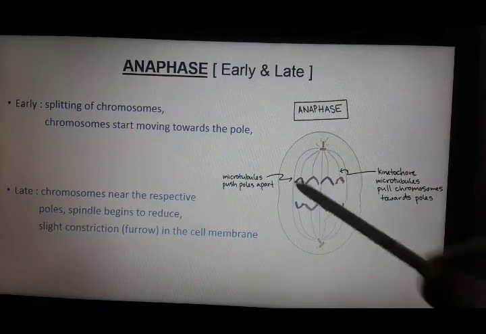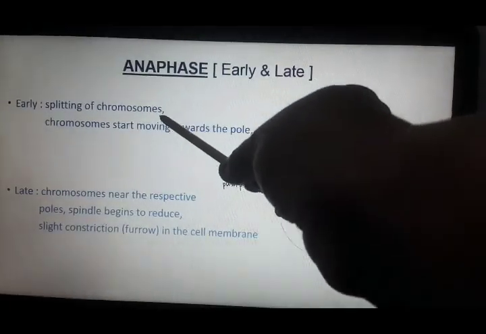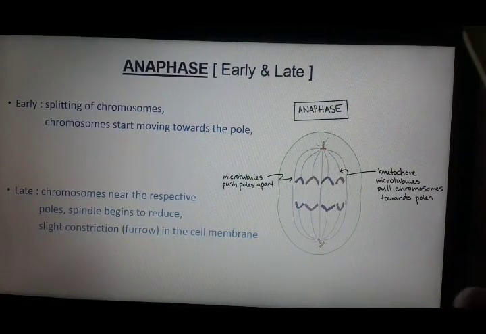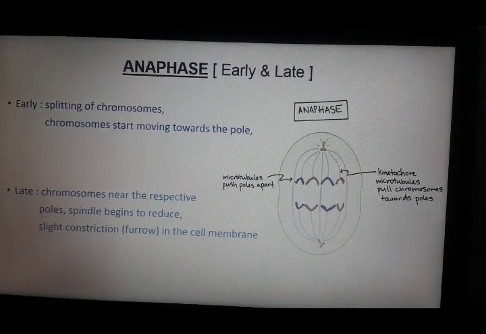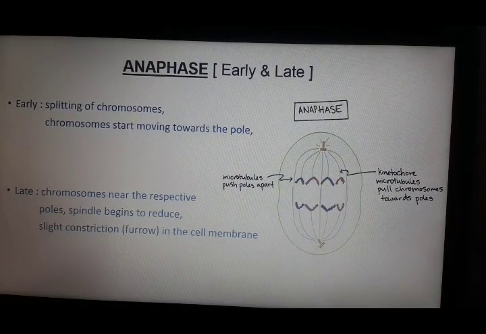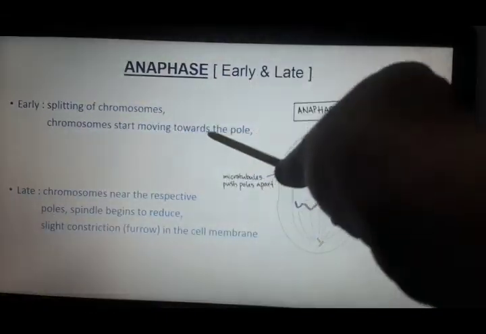This phase is characterized by splitting of chromosomes. That means the chromosomes which were arranged on the equatorial plate during the previous phase, metaphase, now split from each other. This splitting actually makes the chromosome number doubled. The chromosomes split and start moving towards the poles.